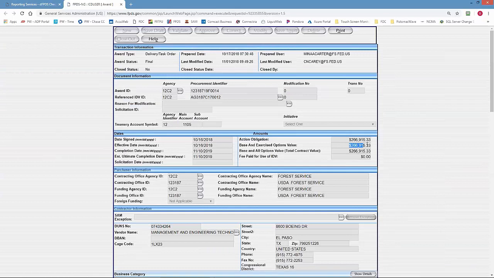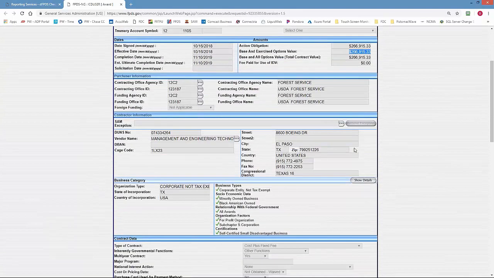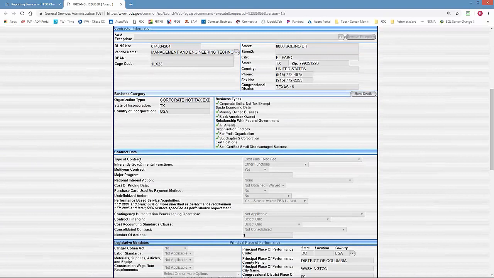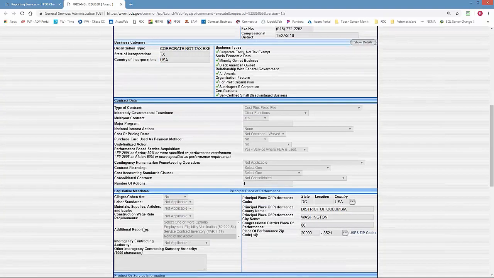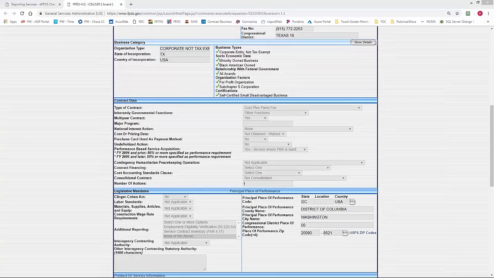Okay, so we're above the SAP. It's above 250. That's a key point. I'm going to come down to the type of contract pricing, we call it type of contract. Cost plus fixed fee. Above the SAT, cost plus fixed fee. And if I look at the additional reporting field, that new one in FY17, it said none of the above. They did not select service contract inventory reporting. Now let's see what the FAR says about that.